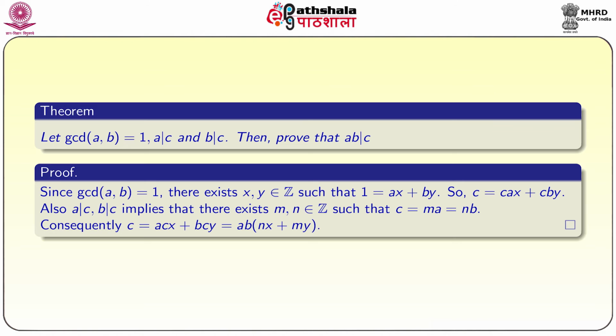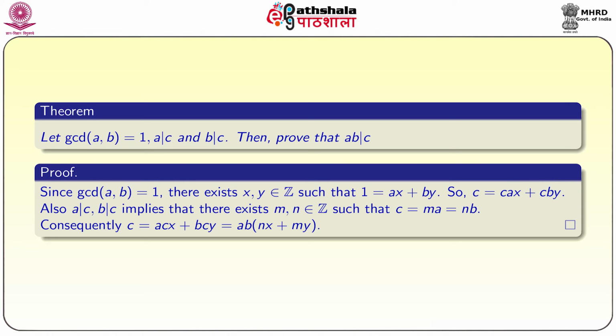If you look carefully, a divides c and b divides c, then ab divides c. In general, this is not true. Here the condition gcd(a, b) equal to 1 is required. So we will see how we utilize it. Since gcd(a, b) equal to 1, there exist x, y belonging to Z such that 1 is equal to ax plus by. This is because we are applying Bézout's identity.